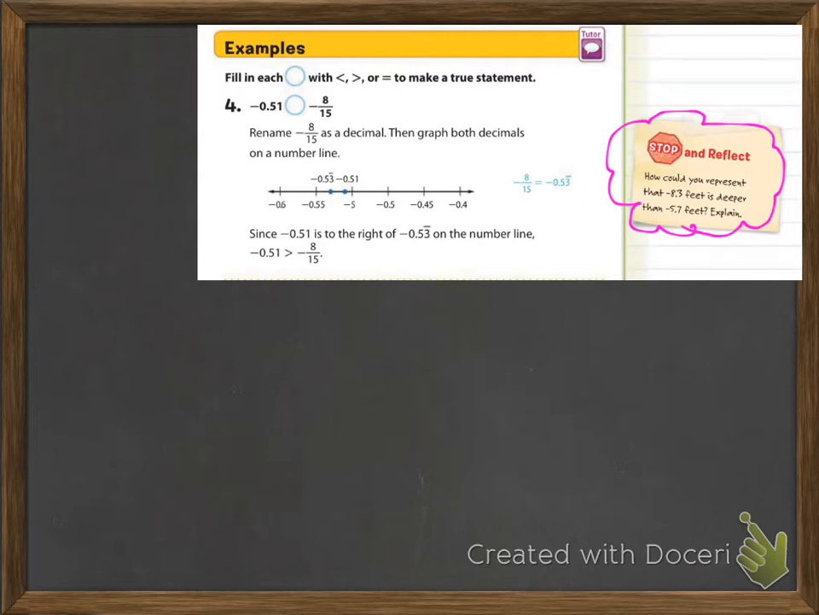So now it says fill in the circle with less than, greater than, or equal to make the statement true. Remember, the first check that we're going to do is to see if the signs are the same. The signs are the same, so they're both negative. Now what we need to do is get them into the same format. So I have negative 0.51 and I have negative 8/15. I would need to rename negative 8/15 as a decimal so that I can compare them and put them on a graph. So let's do that now.